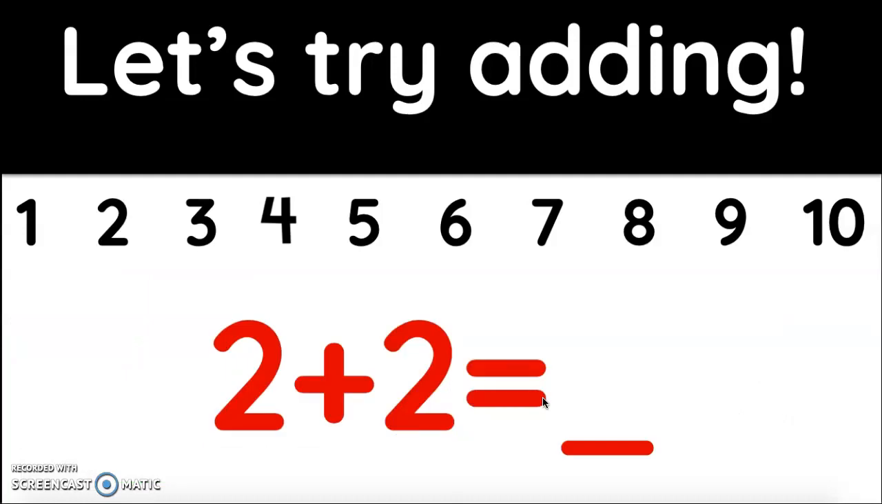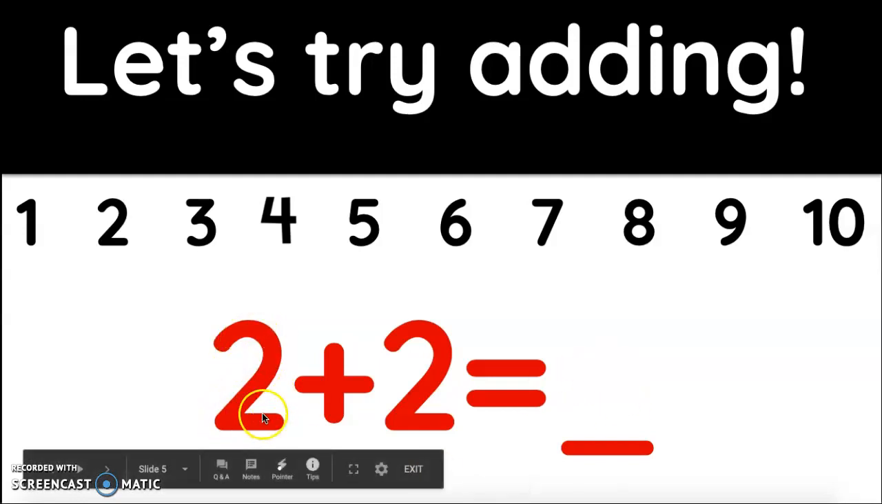Adding can also use numbers and not just pictures. So here we have a 2, and then we have a plus, and that means we're adding. This is an addition sign. And then we have another 2 here, and then we have an equal sign. So we know what 2 plus 2 equals, and then we will write our number on this line. So if we have a 2 and a 2, what is one way that we could do this?